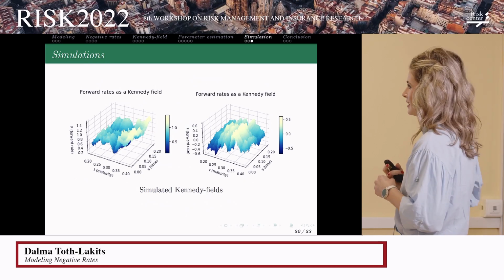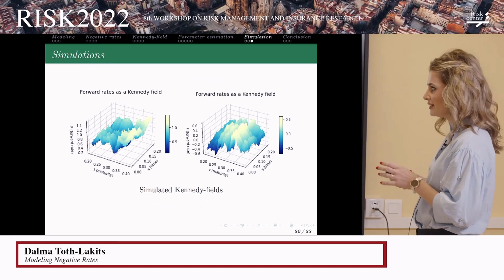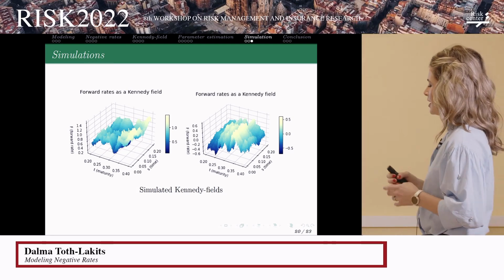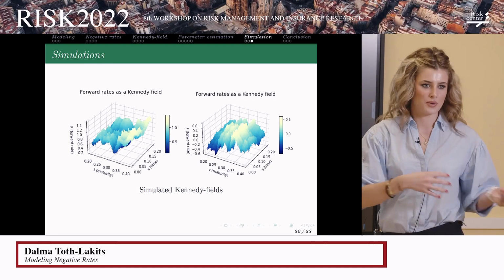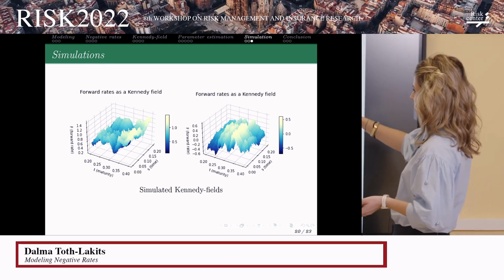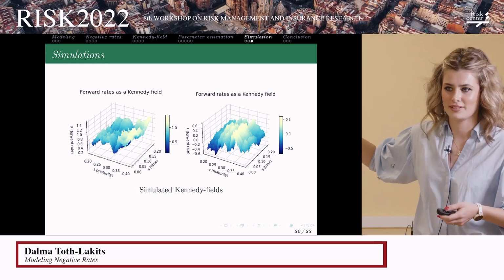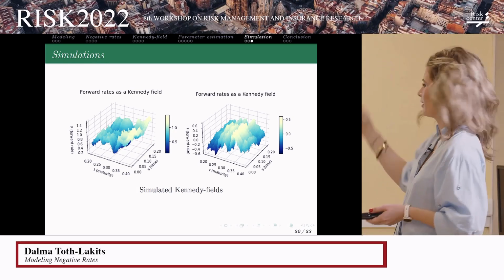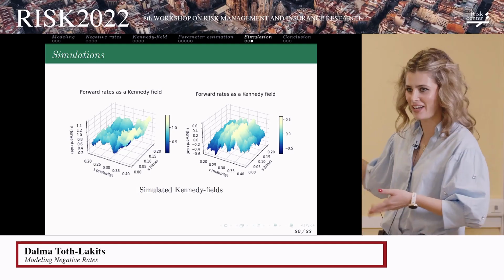Here we can see some simulated forward fields, as I call them. We can notice that the forward rates are really volatile. This is what we expect, and they can also take negative values. These fields are not calibrated, so that's why they take really high negative values. It's a work in progress, so we only got the fields.